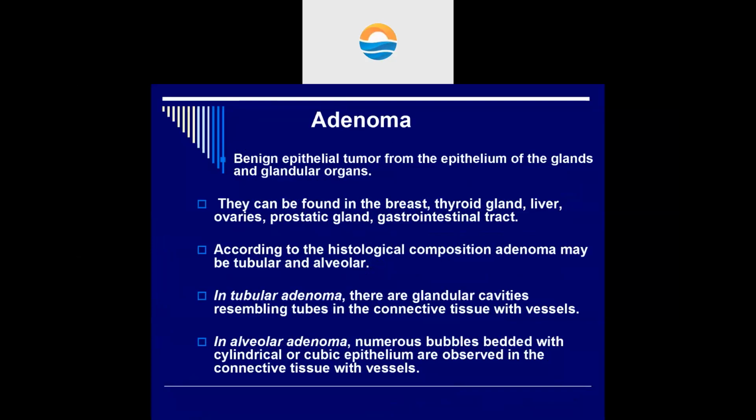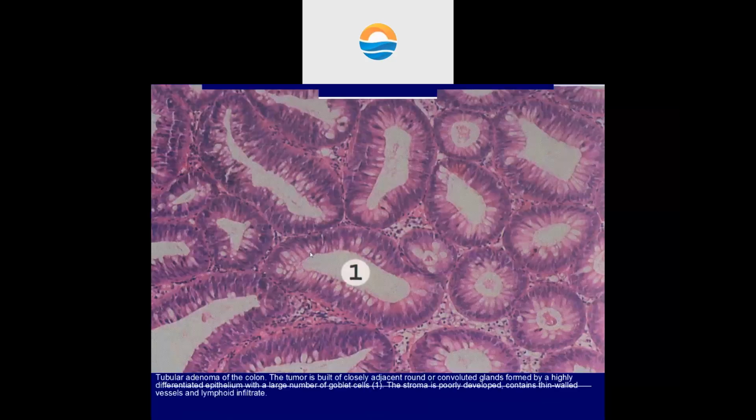So adenomas may be found in breast, thyroid gland, liver, ovaries, prostatic gland, gastrointestinal tract. According to histology, they may be tubular and alveolar. In tubular adenoma, there are glandular cavities resembling tubes in the connective tissue with vessels. In alveolar adenoma, numerous bubbles bedded with cylindrical or cubic epithelium are observed in connective tissue with vessels.